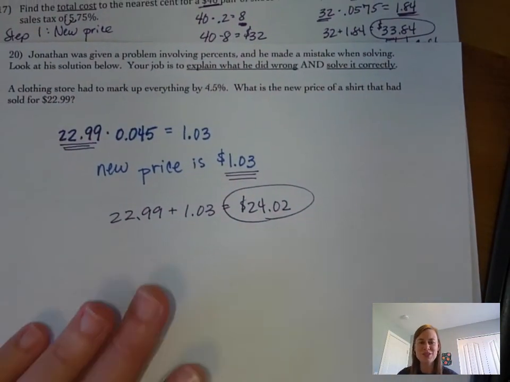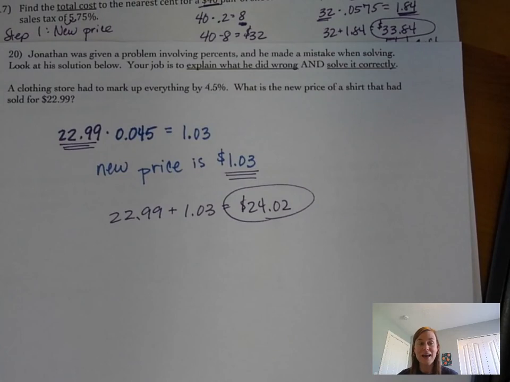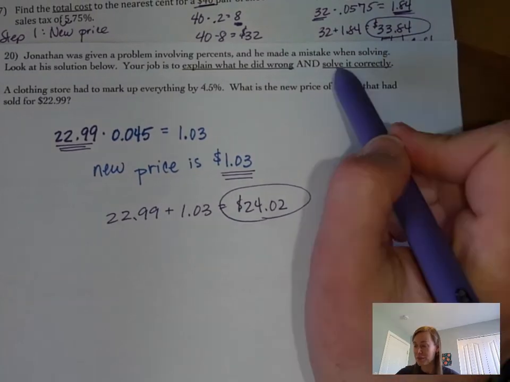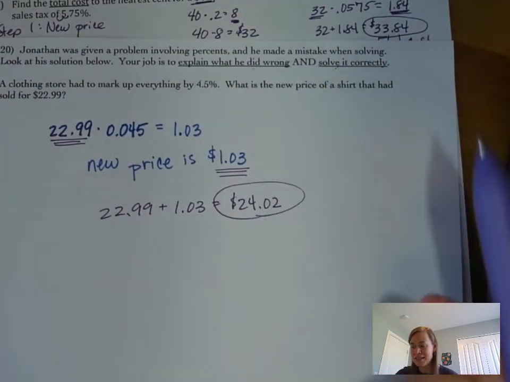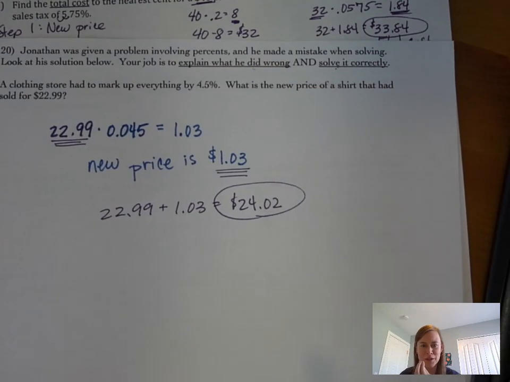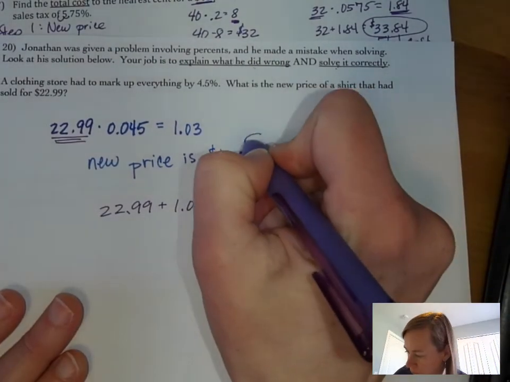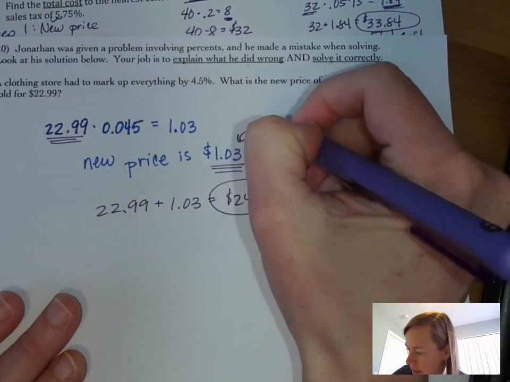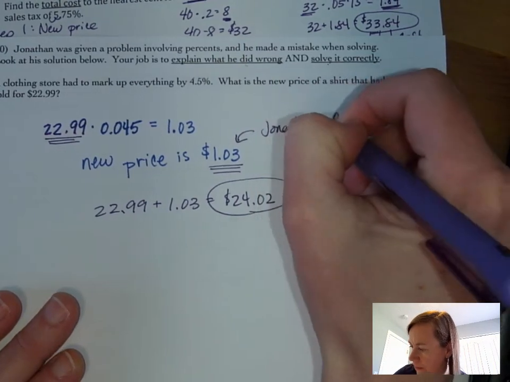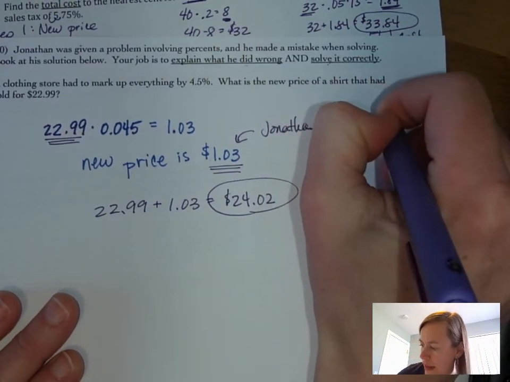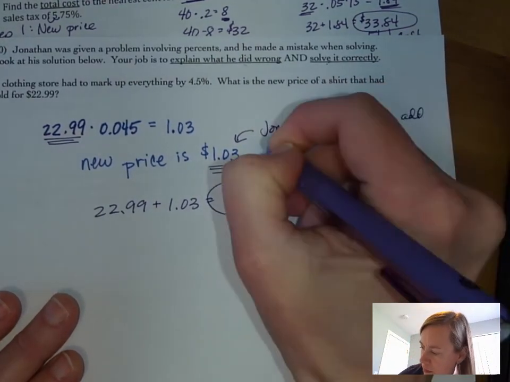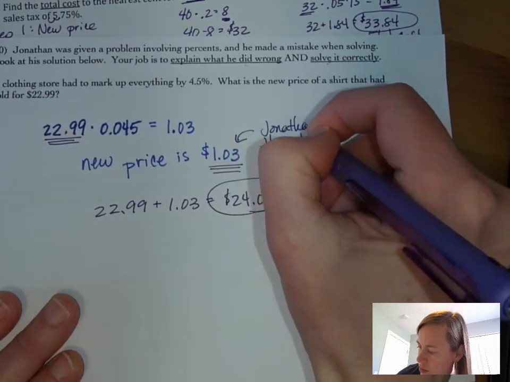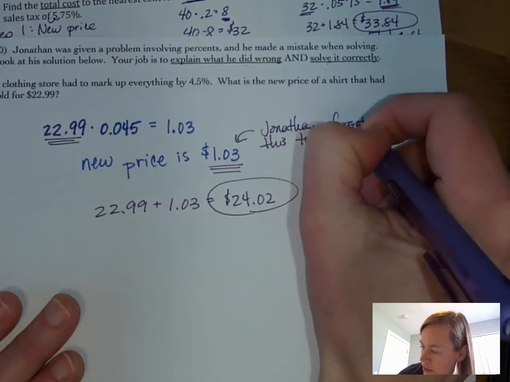So Jonathan was close, just not all the way there. I have forgotten a step though, didn't I? Because I solved it correctly, but I did not explain what he did wrong. I did verbally, but let's make sure we write this down. So I'm going to say Jonathan forgot to add this to the original amount.